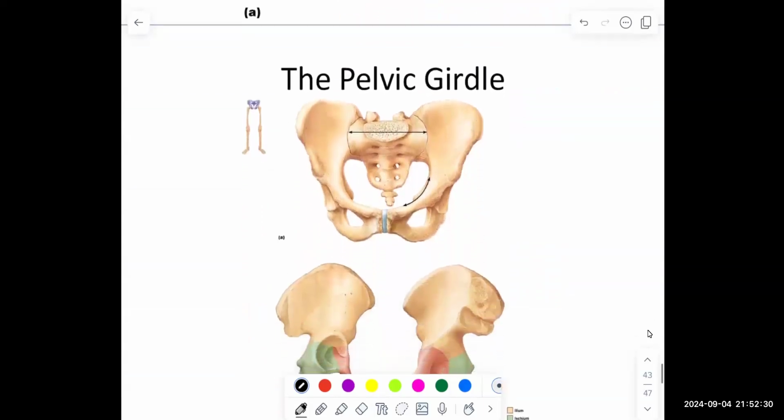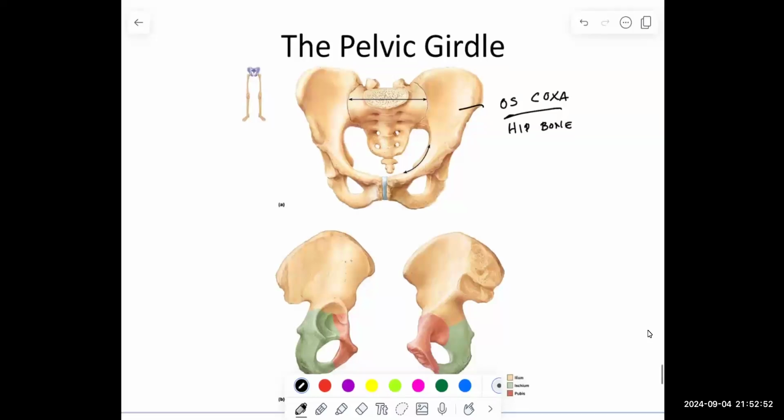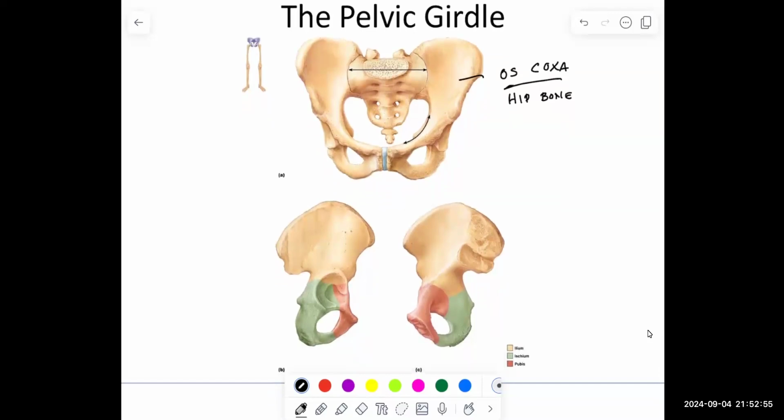The pelvic girdle. Each one of these is an os coxa. Technically, for lecture, we'll accept hip bone, but os coxa is the appropriate term. And like I mentioned earlier, your os coxa when you're a child is 3 different bones. That's why we need you to know this. Some of your patients are going to be children.